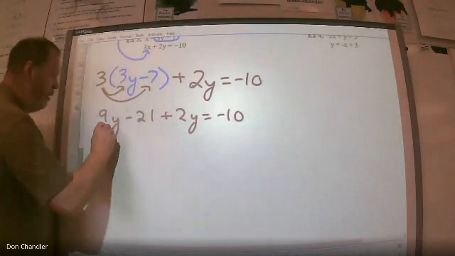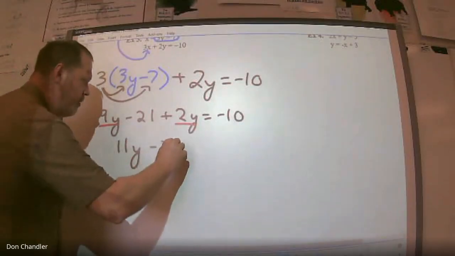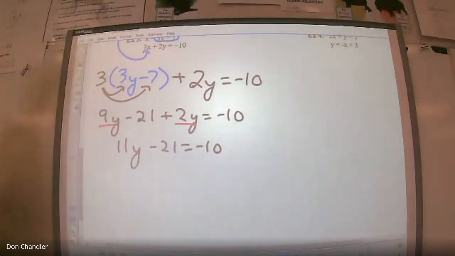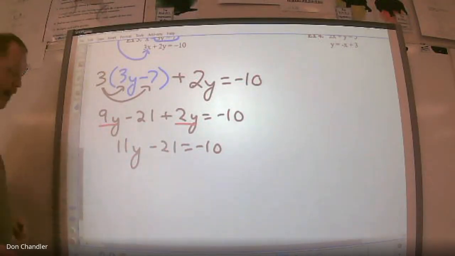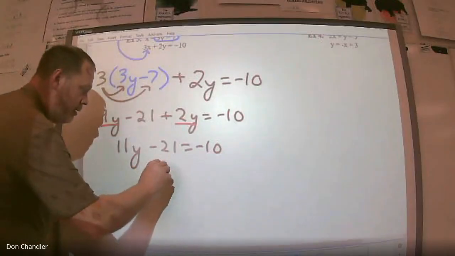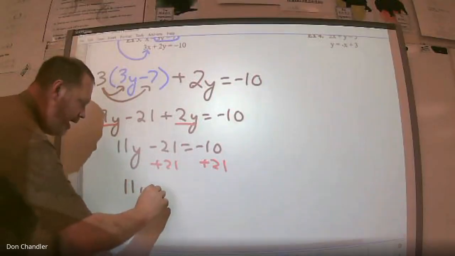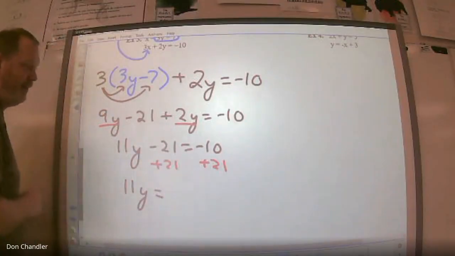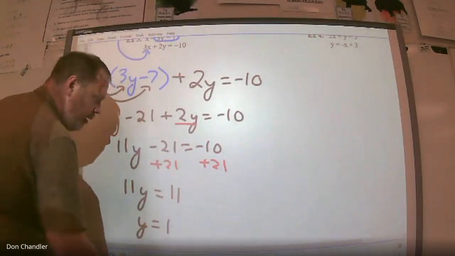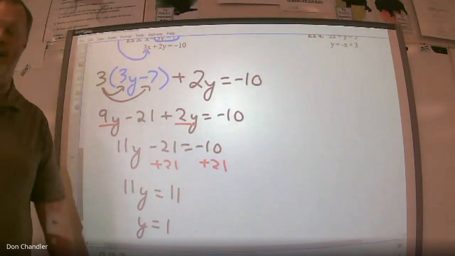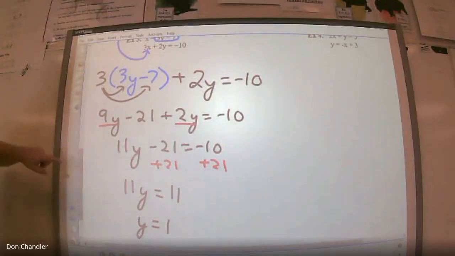Combine up some like terms, 9y's and 2y's: 11y's minus 21 is equal to negative 10. All I did was combine my y's. Got 11 of them. How do you get rid of a subtracting 21? You add 21. 11y is equal to, I believe negative 10 plus 21 is 11. Can anyone confirm your y value? No, I have no idea why I asked if anyone could confirm, because you can't even say anything. I believe the y value is 1.